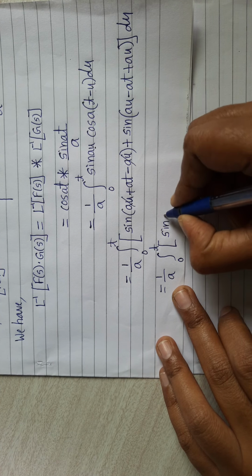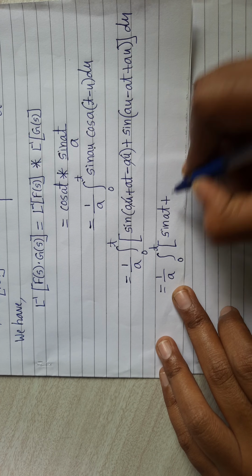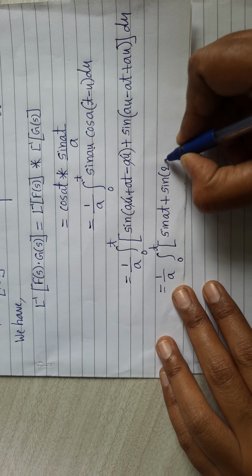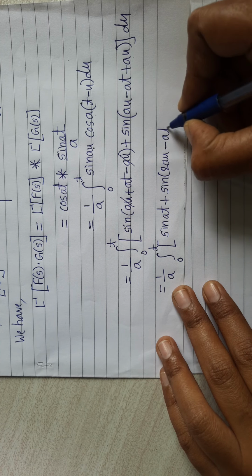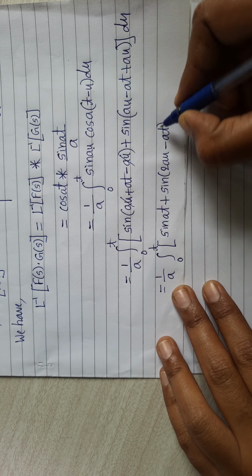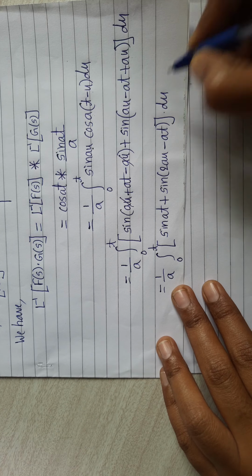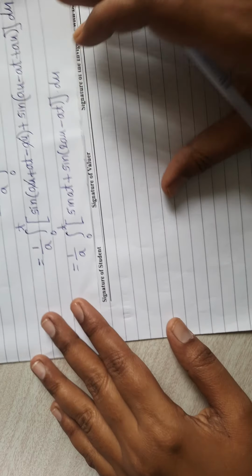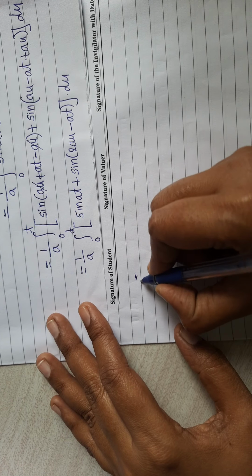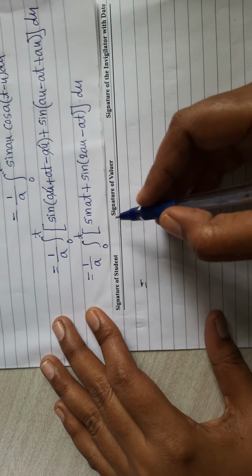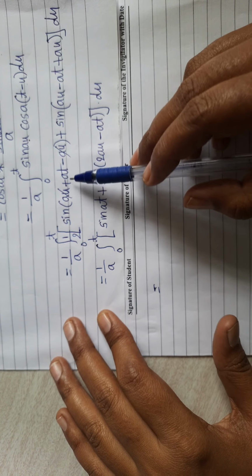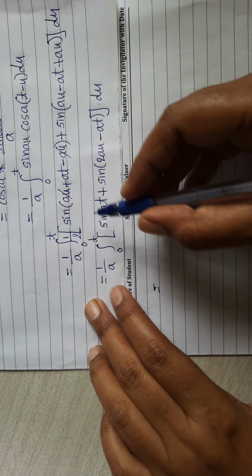We are getting sin AT plus AU plus AU, so we are having 2 times of AU minus AT. In total, we are having integration with respect to U. So now integrate this, keeping the constant as it is. Sorry, here you have to write 1 by 2 times of sin of A plus B plus sin of A minus B.